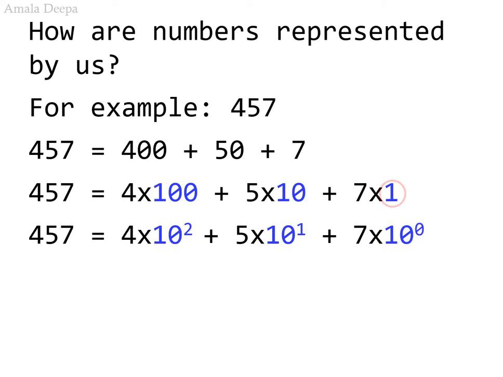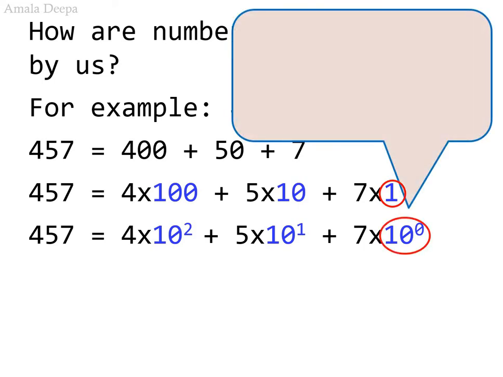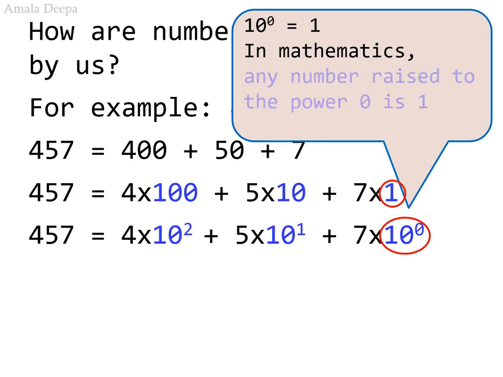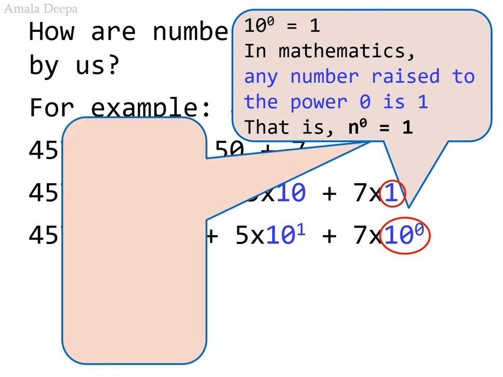Note that 1 I have replaced with 10 power 0. That is 10 power 0 is equal to 1. In mathematics, any number raised to the power 0 is 1. That is n to the power 0 is equal to 1. Which means 1 power 0 is equal to 1.